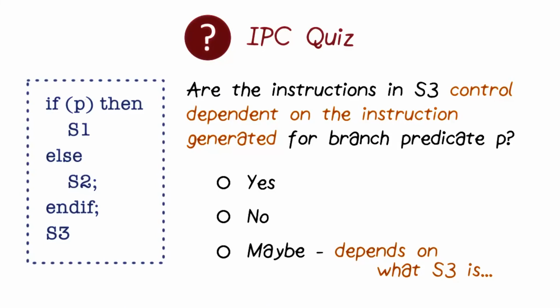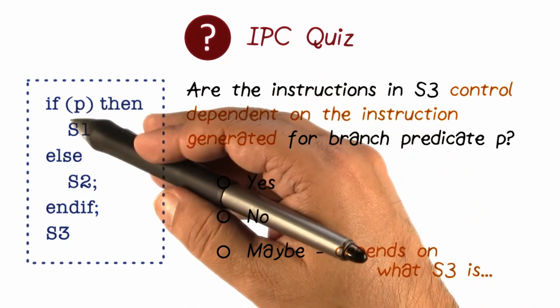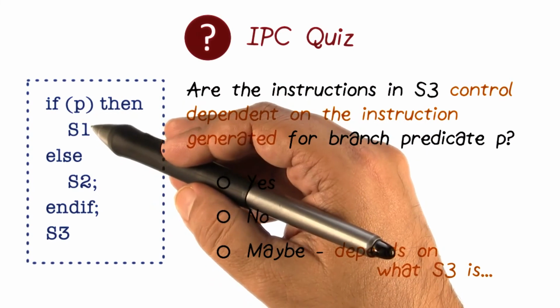So now we should have a good understanding of data dependence. But let us see how clearly we understand control dependence. Consider the familiar example of an if-then-else statement and a statement following that in this particular block.